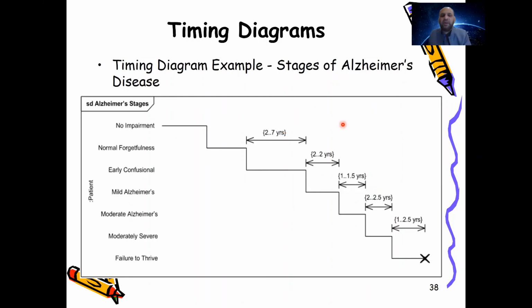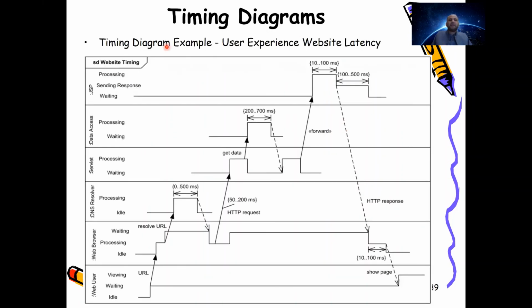Let's see a bit more practical example. Here you can see a timing diagram example for user experience website latency. For example, you click a URL and you want to analyze how much time it is taking at various stages, because after clicking a URL, it has to first go to the web browser, then it will go to the DNS resolver, then to the servlet, then to the data access layer, then to the JSP layer, and then the message will come back to the web browser, and the result will come to the user.